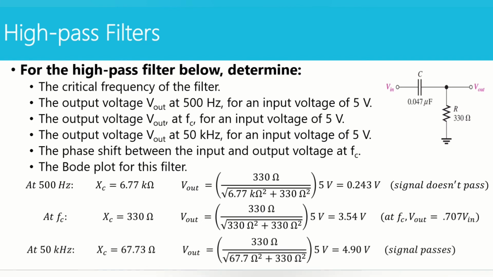And then at 50 kilohertz, XC becomes very, very small. Look at the difference between XC at 50 kilohertz and at 500 hertz. XC has become very, very small. And since we have a voltage divider set up here with a very, very small amount of impedance across the capacitor, that means most of the impedance is across the resistor. Therefore, we're going to have a large output voltage when we perform our voltage divider. And we can see that at 50 kilohertz, 4.9 volts is what is going to be measured at the output. Therefore, we call that a passing signal. So that's an example of a high pass filter and what you would get out at these three different frequencies.